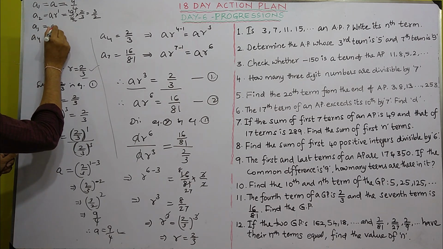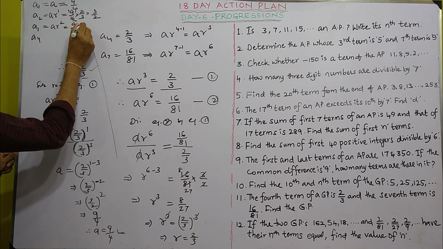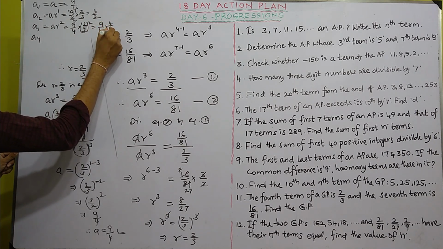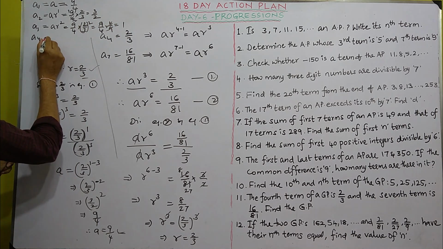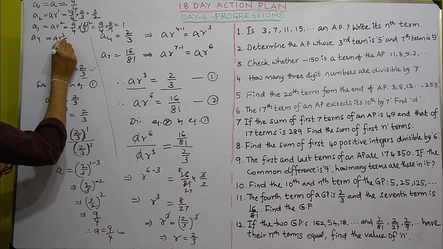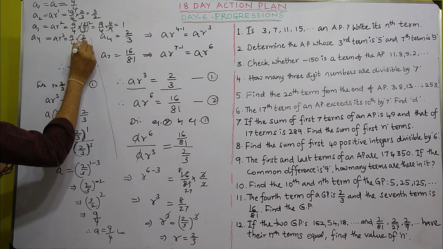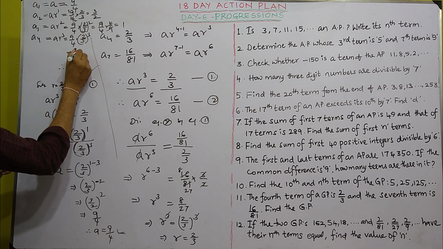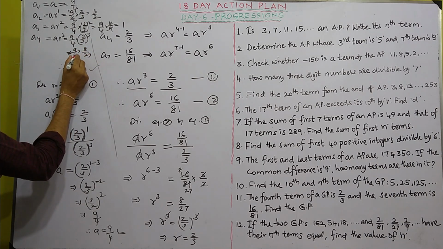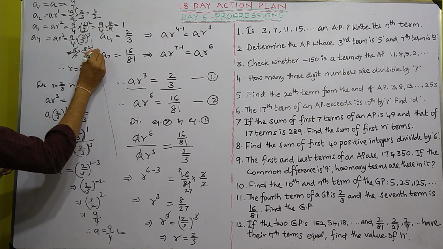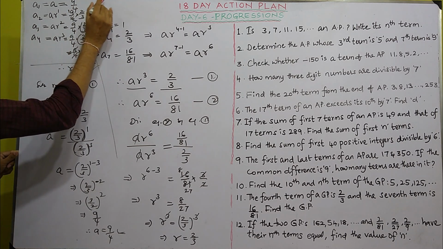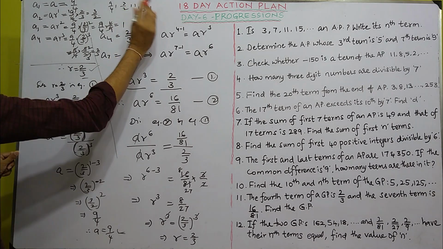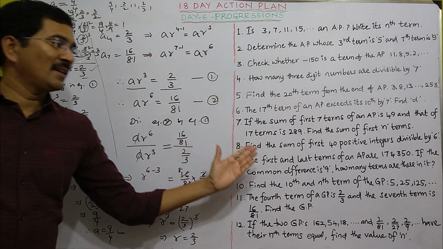A3 is equal to ar square, which means 9 by 4 into 2 by 3 whole square. That means 9 by 4 into 2 square is 4, 3 square is 9. 9, 9, 4, 4 get cancelled and this becomes 1. Now A4, the fourth term, is equal to ar cube, that is equal to 9 by 4 into 2 by 3 whole cube. So if you multiply this, you will get 9 by 4 into 8 by 27. So 4 ones, 4 twos, 9 ones, 9 threes. So this becomes 2 by 3. Therefore, the geometric progression is 9 by 4, comma 3 by 2, comma 1, comma 2 by 3, comma and so on. So this is the geometric progression he has asked us to find.